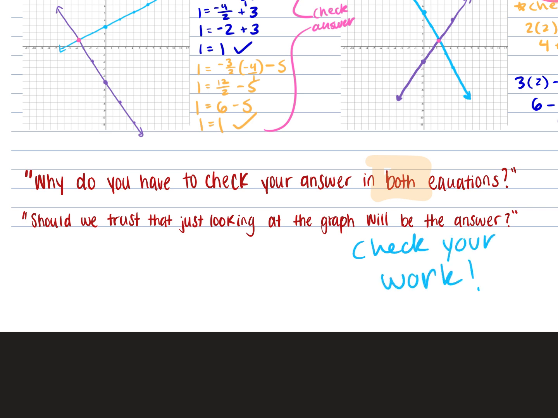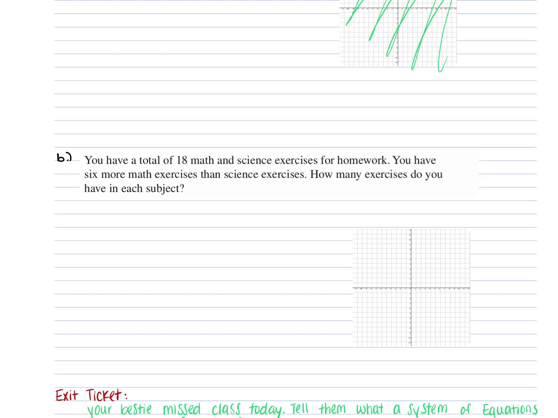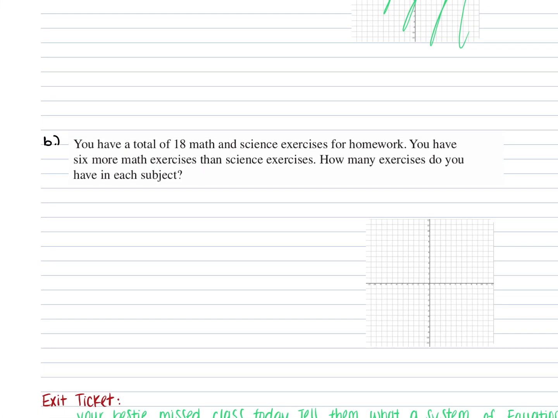Check your work. So let's look at B. It says you have a total of 18 math and science exercises for homework. You have 6 more math exercises than science exercises. How many exercises do you have in each subject?